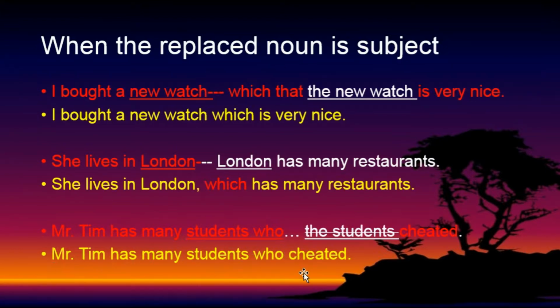This is not extra information, right? This is not extra information because maybe he has more students and only this many cheated. So I have a bigger scope to look at. So I hope that's clear.